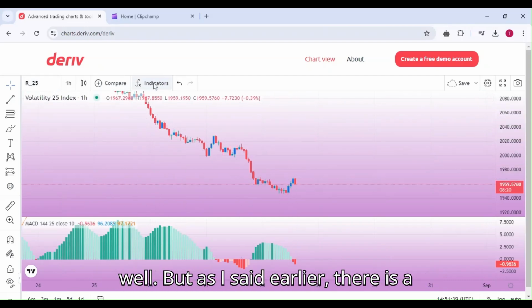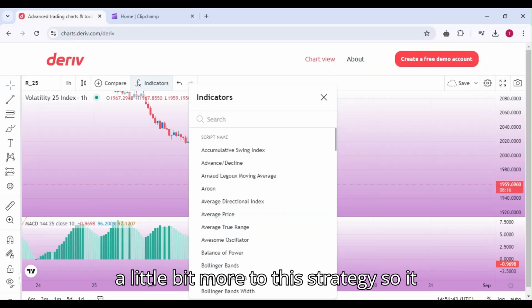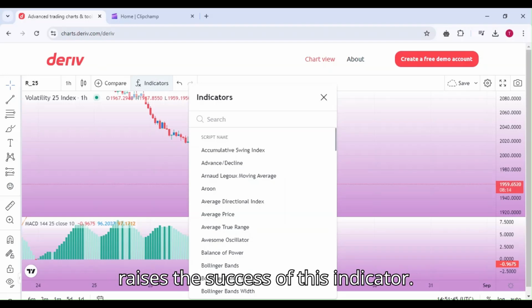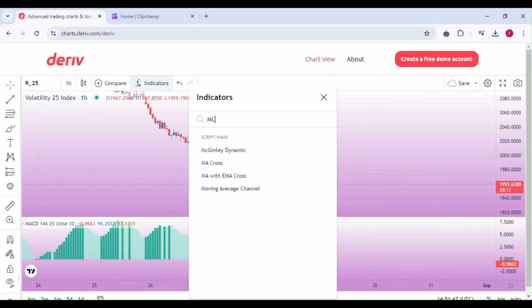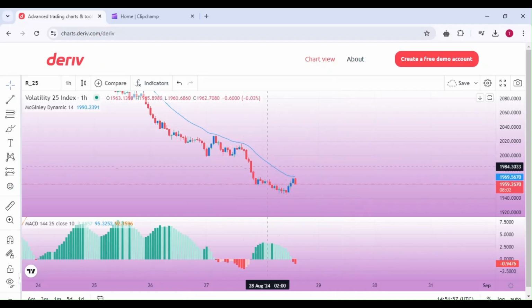But as I said earlier, there's a little bit more to it. So we have to add a little bit more to this strategy so it raises the success of this indicator. Go back to the Indicators tab and type in McGinley Dynamic Indicator. Make sure you add this one, right here. Go to the settings of this indicator and ensure the length is 14.